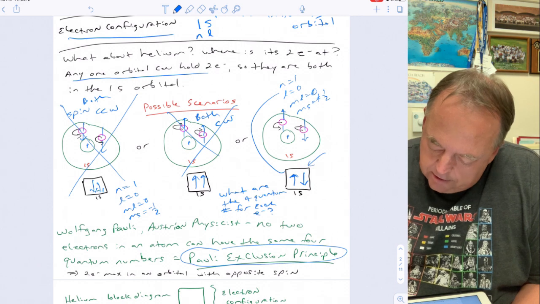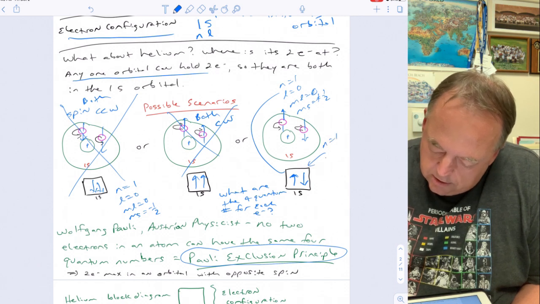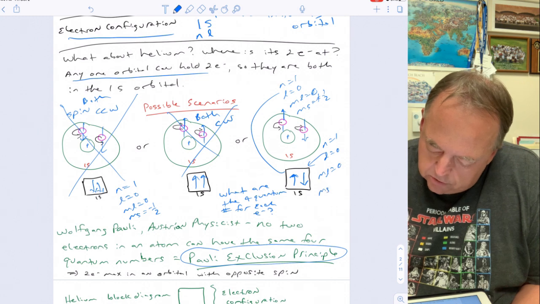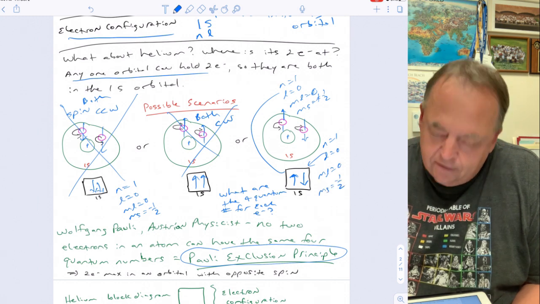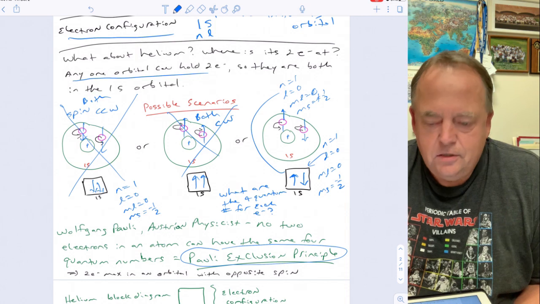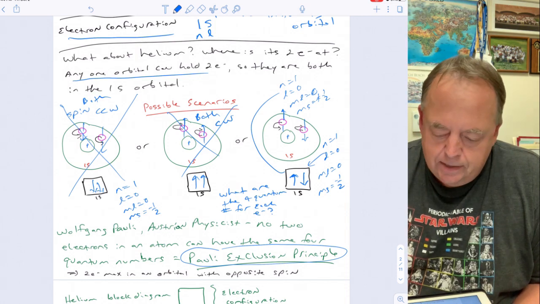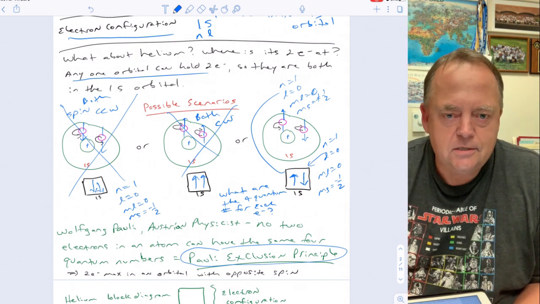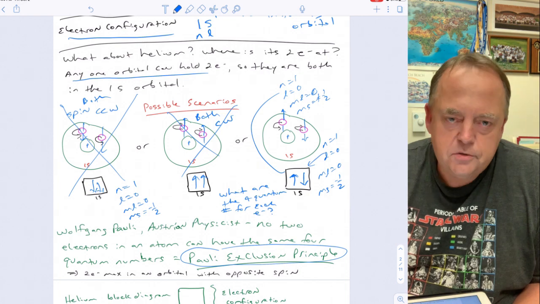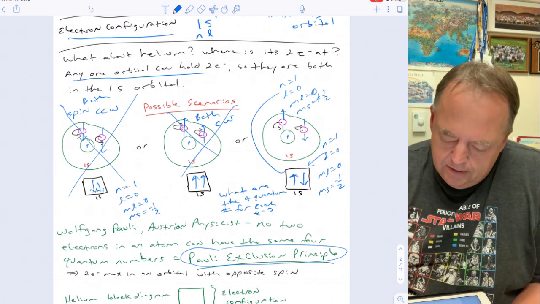And this electron, n is 1, L is 0, m sub L is 0, and m sub s is negative 1/2, right? So they have different quantum numbers. It doesn't matter that 3 of them are the same. What matters is that all 4 of them are not the same. So long as all 4 quantum numbers are not the same, that's perfectly fine.